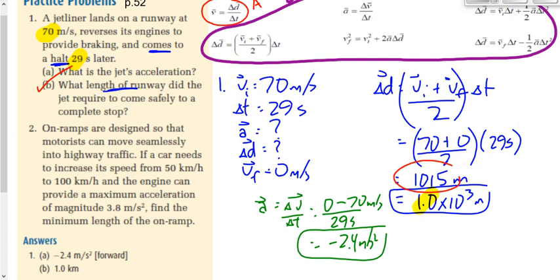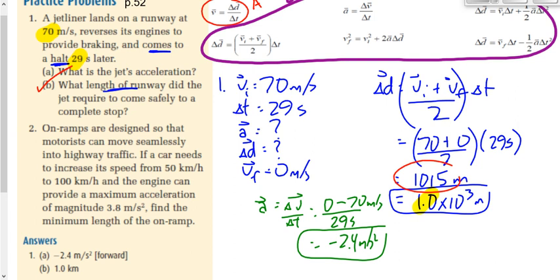What does the negative mean? What does the negative mean here, Cameron? Sorry? Deceleration. Good, that it's slowing down. Now, did anybody get 2.4, negative 2.4, but do it differently? Ben? No, I got it. Same way? Okay. Anybody do it differently?